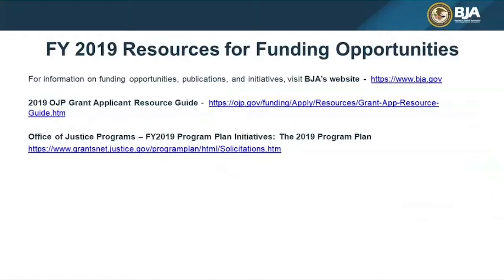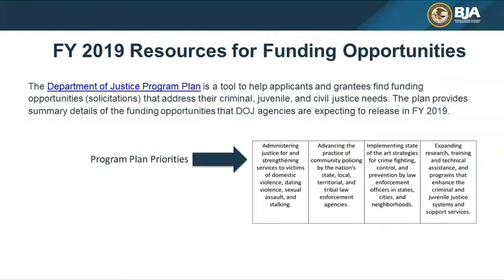Fiscal year 2019 resources for funding opportunities. For information on funding opportunities, publications, and initiatives, visit BJA's website at bja.gov. The 2019 OJP Grant Application Resource Guide. The Office of Justice Programs Fiscal Year 2019 Program Plan Initiatives. The Department of Justice Program Plan is a tool to help applicants and grantees find funding opportunities, solicitations, that address their criminal, juvenile, and civil justice needs. The plan provides summary details of the funding opportunities that DOJ agencies are expecting to release in fiscal year 2019.